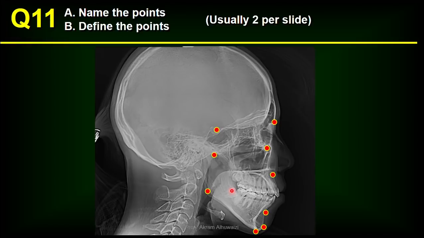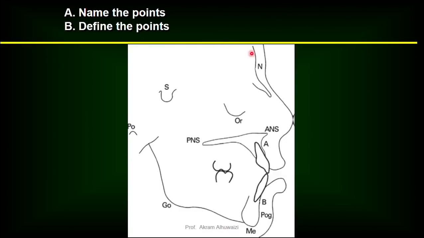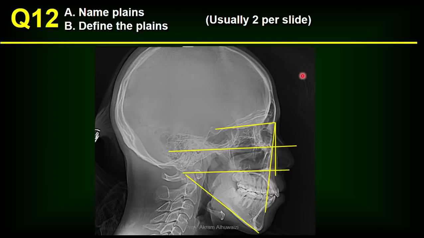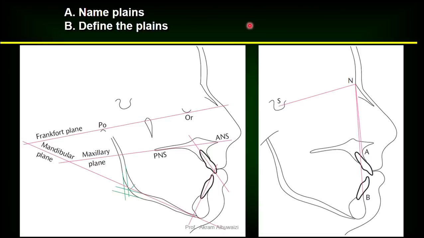Name the points and define the points. Usually you get 2 per slide. And this slide sums up the various points which you would see inside the cephalometric radiograph. The other type of question is name the planes and define the planes, and usually you also get 2 per slide. The most common planes are the Frankfurt plane, mandibular plane, maxillary plane, the SN plane, the NA plane, and the NB plane.